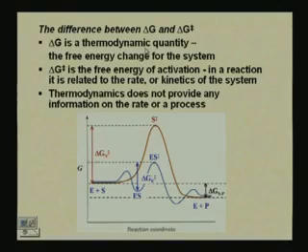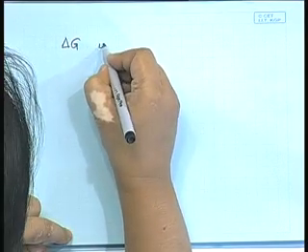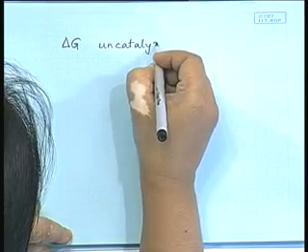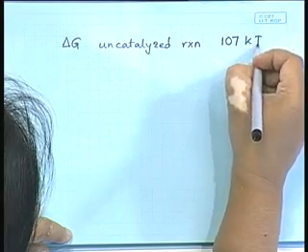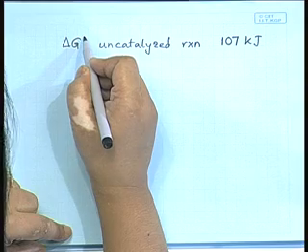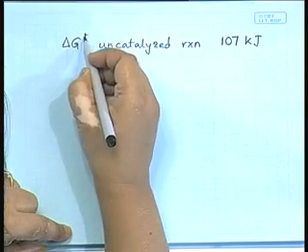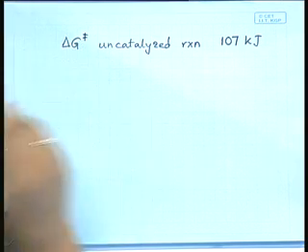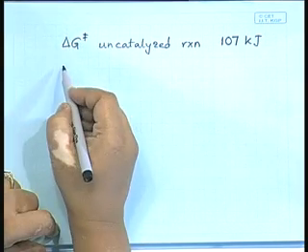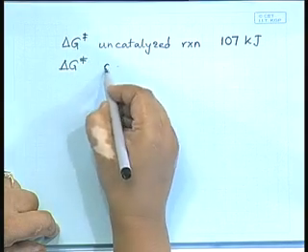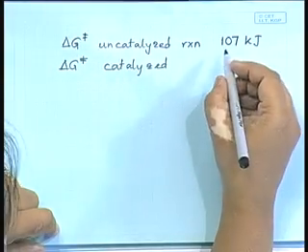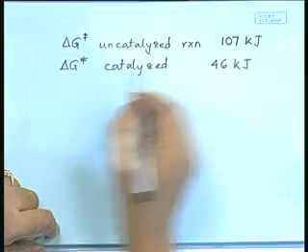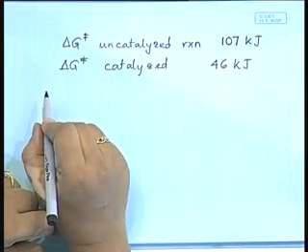Okay? So, if we just consider 2 reactions here, say we have a delta G for an uncatalyzed reaction that corresponds to 107 kilojoules. So, what does this mean? It means it is the activation energy. When I say this is for the catalyzed reaction, is this going to be larger or smaller than that? Smaller. Why? Because my reaction is now catalyzed, my energy for the activation has decreased.